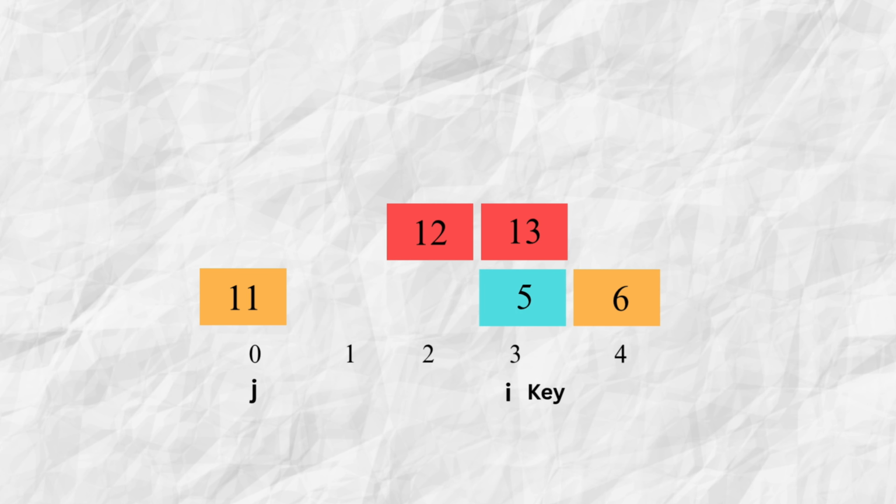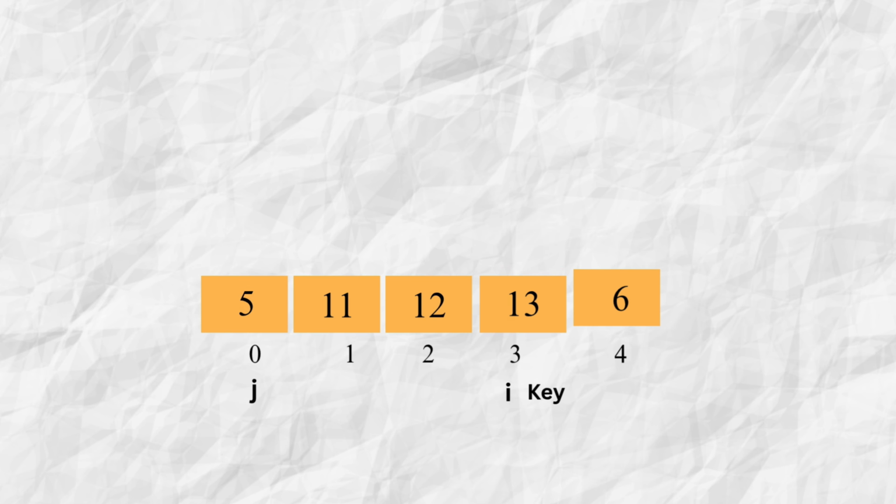Again J moves left. Compare 11 with 5. 11 is greater than 5. So shift 11 one position to the right. Now insert 5 into the correct position. Now I moves to index 4, and 6 becomes the key element.